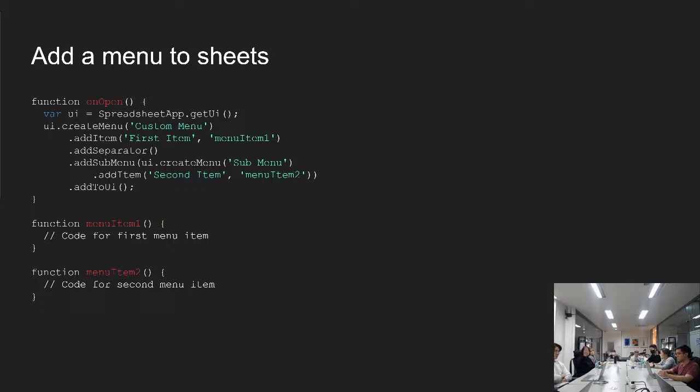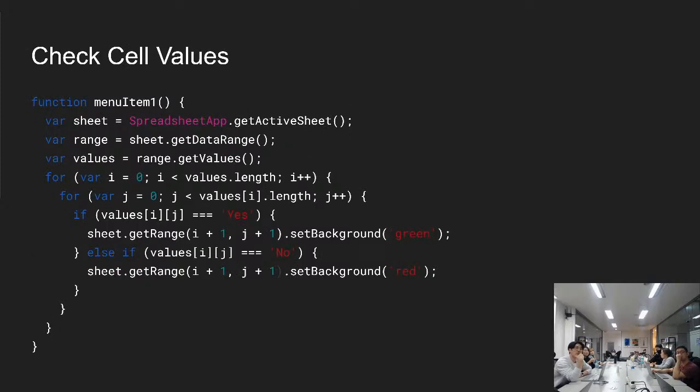Yeah, and here menu item 1 is a function of what? So menu item 1 is this function here, code for first menu item. Because there's no code there right now, that's what this is taking the place of.